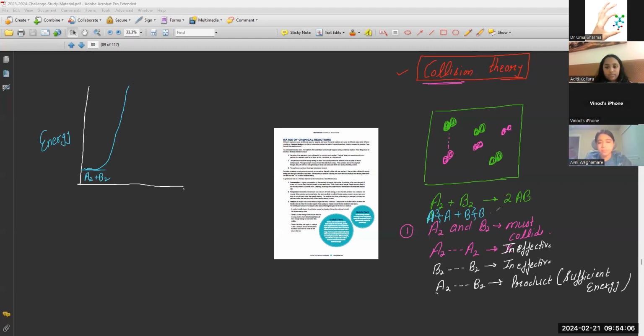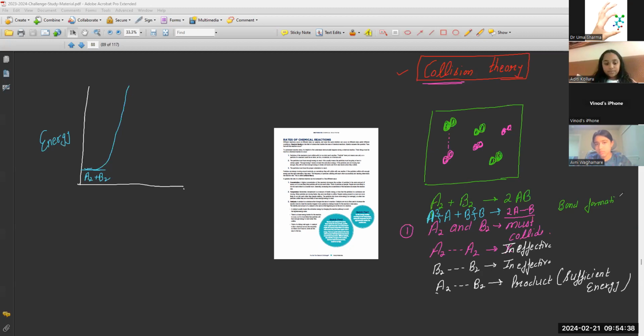After that, what is happening? After breaking the bonds, bonds are forming. A and B are making bonds. Bond breaking is endothermic. Bond formation is formation of attraction. So what is bond formation? Exothermic. Write on this: bond formation is exothermic.